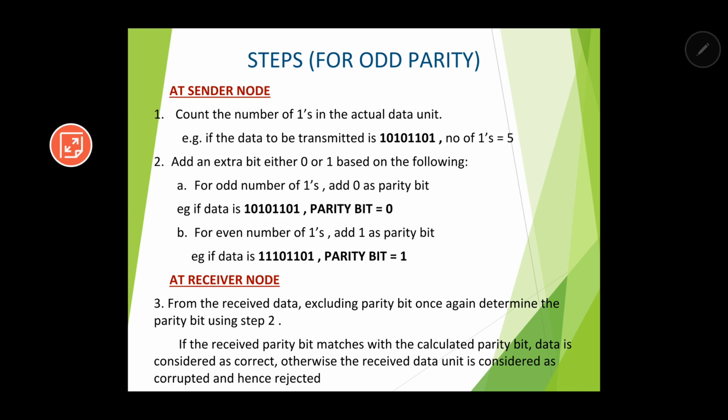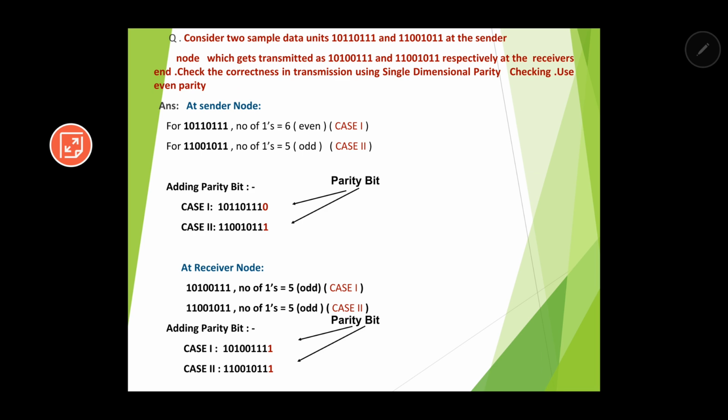Let us try to understand it with the help of an example. So pay attention here. This is a question. Let us consider two sample data units, 1011 0111 and 1100 1011, at the sender node. These two are the data which need to be sent, which get transmitted as this and this. At the receiver's end, we have received the data in this form. Check the correctness of transmission using single dimensional parity checking. We need to check whether the data has been transmitted correctly or incorrectly using single dimensional parity checking.